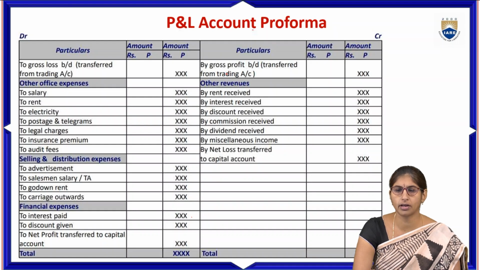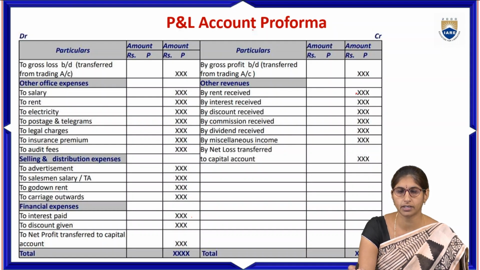The first item in the credit side is gross profit, which we have carried down from the trading account. And the other revenues: if we own a building and have given that building for rent, we are going to receive rent very frequently. That is an income which is generated on a regular basis, so we credit all incomes and gains. We are going to record it in the credit side of the profit and loss account.